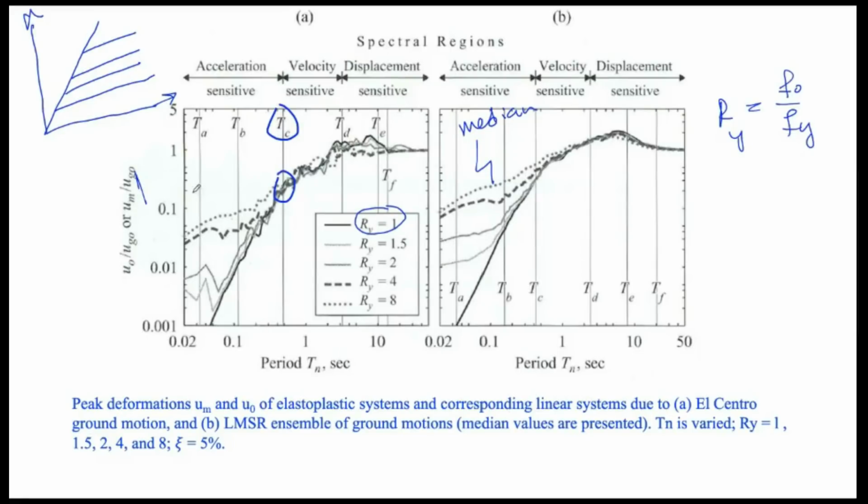But if you look at this part here, in this part you can see that when I apply strength reduction, the peak deformation in comparison to this elastic deformation increases significantly, quite largely. Okay. For example, even if I look at this 1.5, just applying 1.5 strength reduction, there is a huge increase in the deformation, at least in a very short period.